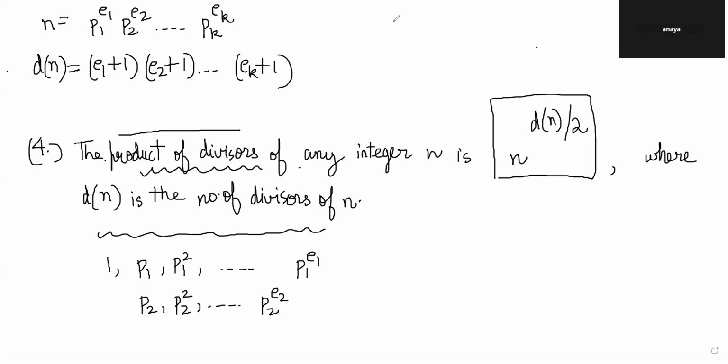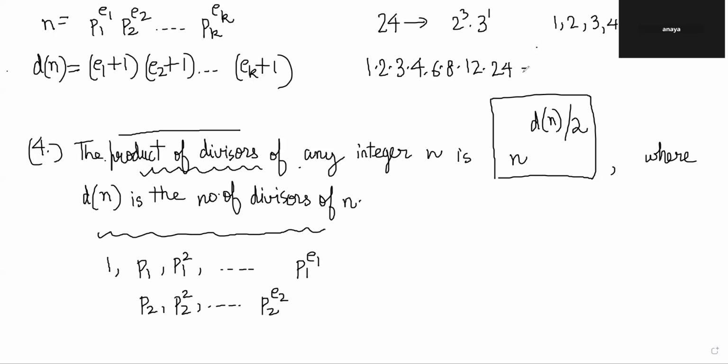It will be easier if you do a small number and see what comes. So let's look at 24 again, 2 cube into 3 power 1. The divisors are 1, 2, 3, 4, 6, 8, 12, 24. When you're doing 1 into 2 into 3 into 4 into 6 into 8 into 12 into 24.